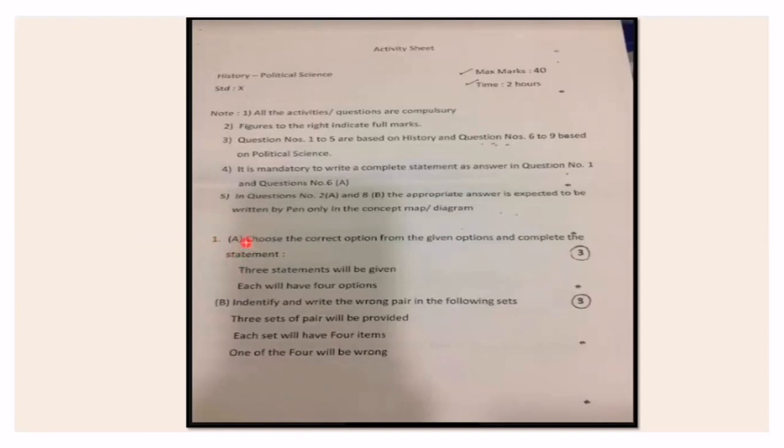So first, come to 1A. Choose the correct option from the given options and complete the statement. See children, this is a fill in the blank question. Here 3 marks and 3 questions will be given, and you will be given options also. In brackets, 4 options will be given to you. Each consists of 1 mark.